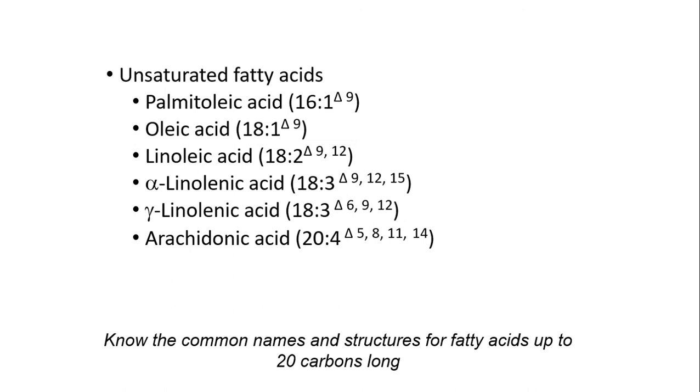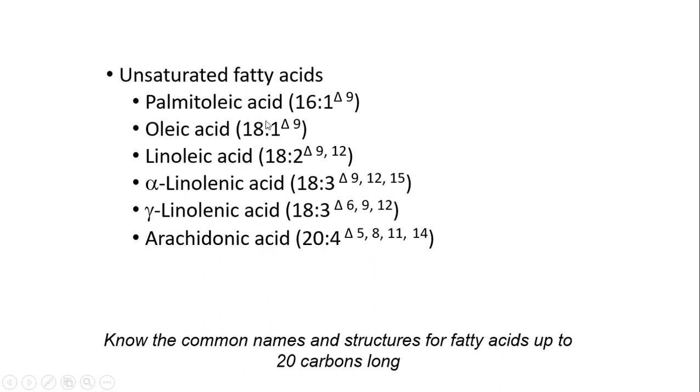The unsaturated fatty acids have a double bond. So there are 16 carbons in palmitoleic acid. There is one double bond, so this reflects the number of double bonds. So here we have 1, here we have 2, here we have 3 and 4. And then this part of the notation tells me where that double bond is in that structure.